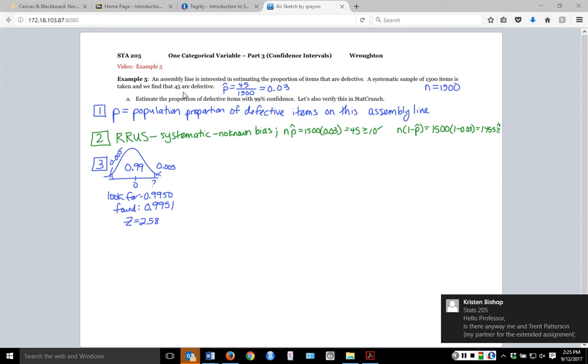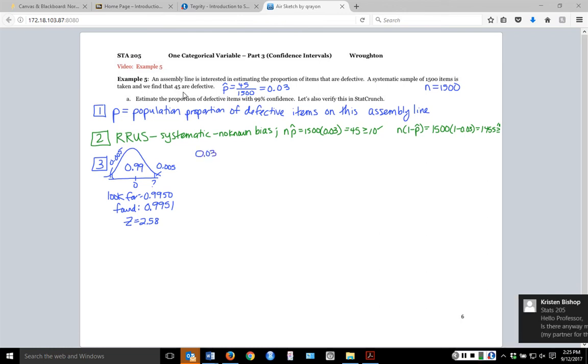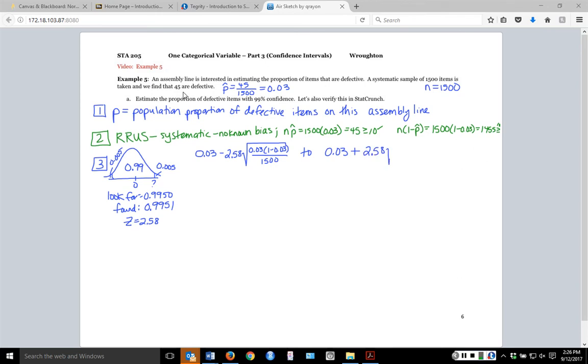Now we can plug all of that into our formula. So we take our P hat minus our Z times the square root of P hat times 1 minus P hat over N. And then it's the same thing on the other side except for just a plus. So 0.03 plus 2.58 times the square root of P hat times 1 minus P hat over N.